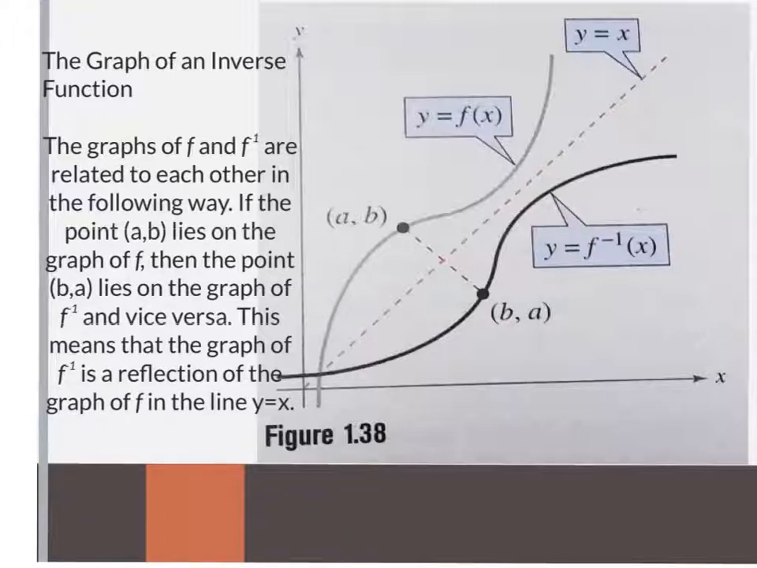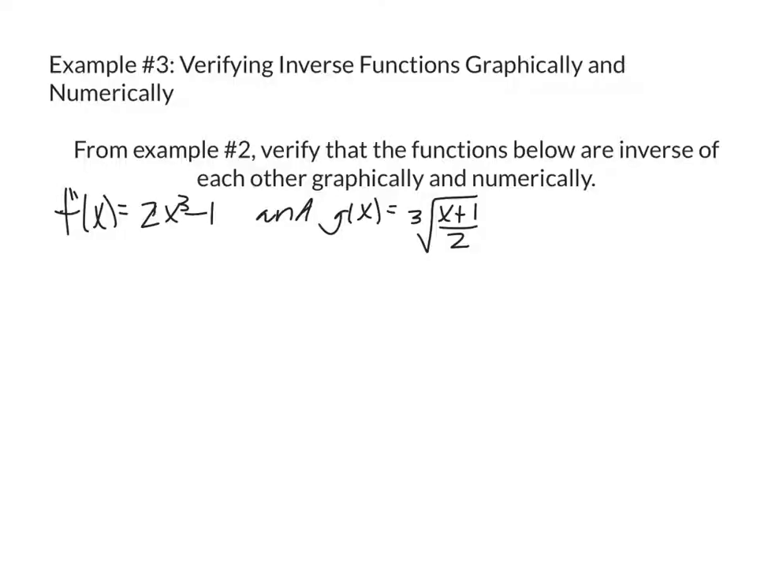Okay, so essentially if I just switch their ordered pairs, they should be inverses of one another. So as an example, what we're going to do is verify graphically and numerically that these are inverses of one another.